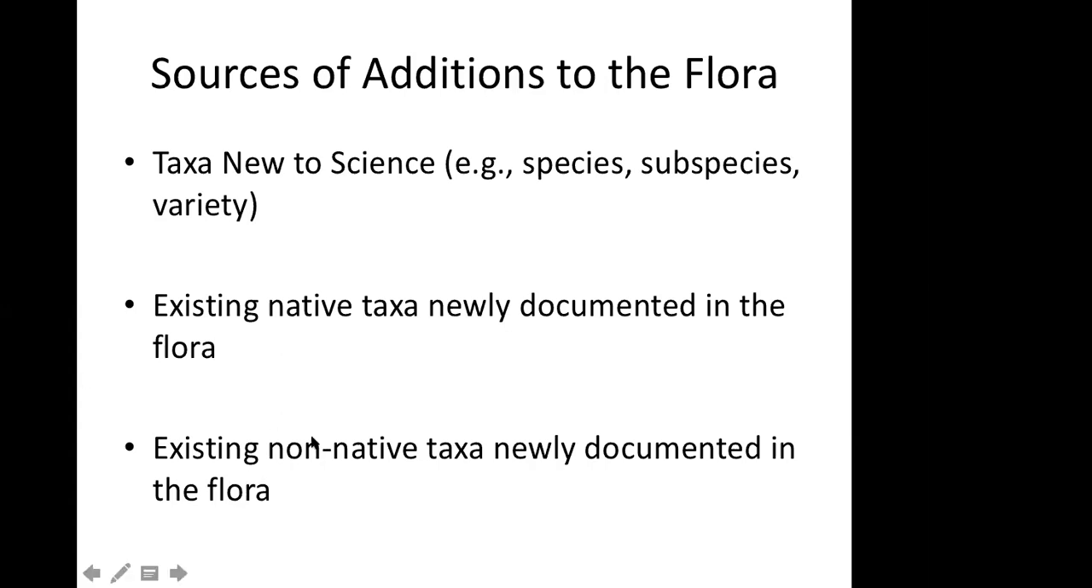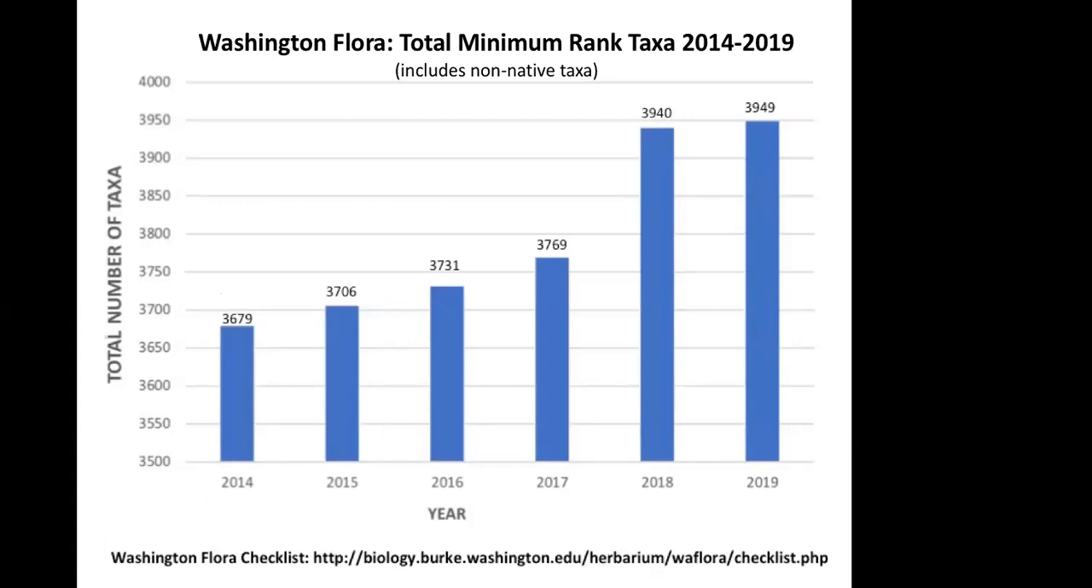And the same is true that there are non-native taxa that occur elsewhere that have never been documented here that we come across each year. And for several years, about 15 in fact, I have been managing the Washington Flora checklist. The website, the URL is down here at the bottom. And through the Washington Flora checklist, we track the name of every taxon, minimum rank taxon, that would be species, subspecies, or variety, that has been documented to occur here in Washington.